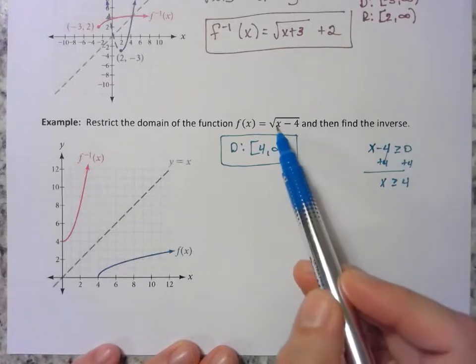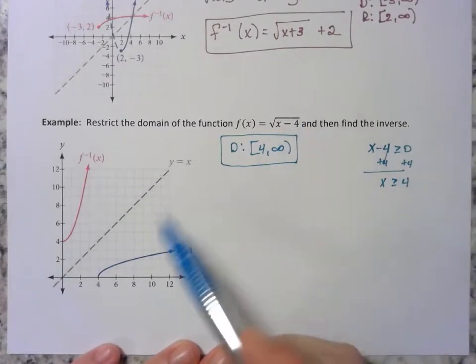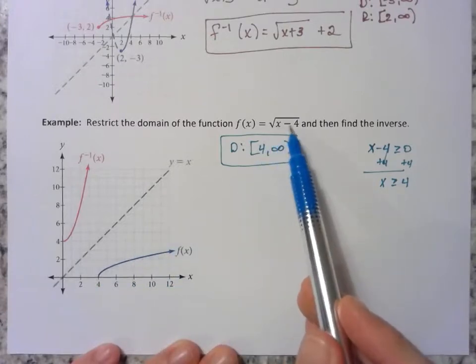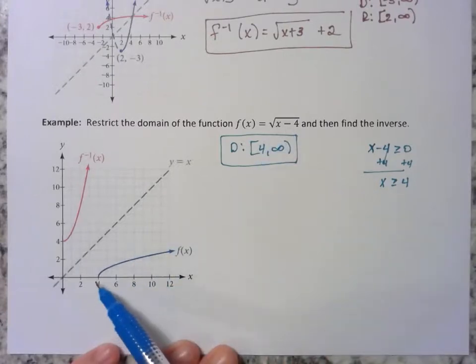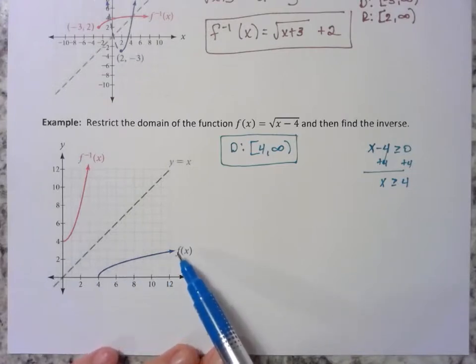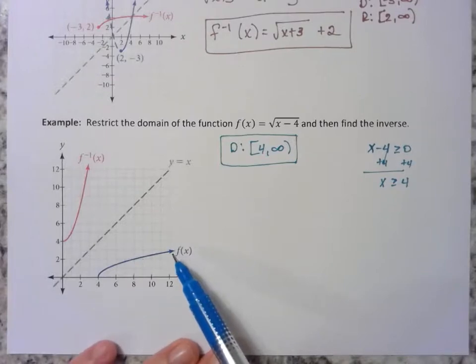By the way, this square root of x minus 4, when you graph it, it looks like this. Remember, it's your square root function shifted to the right 4 units. Okay, that is our square root of x minus 4, or the original function.